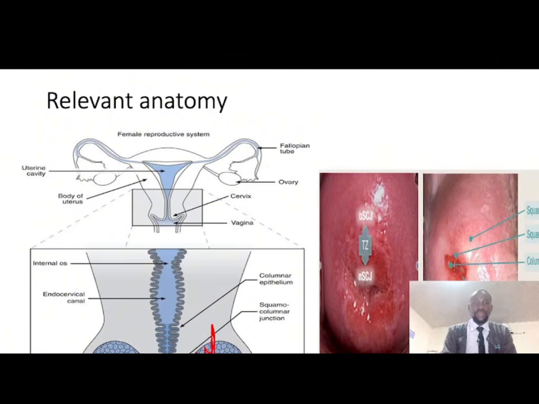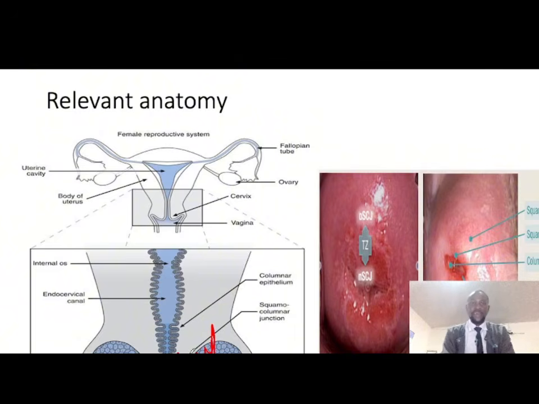Now, when this columnar epithelium is exposed to the acidic environment of the vagina, what will happen is that this columnar epithelium also changes into stratified squamous epithelium. Therefore, you are now going to have a new squamocolumnar junction forming somewhere there. Which means the old squamocolumnar junction right here will be somewhere here, and this is where the metaplasia has taken place, and then you have a new squamocolumnar junction that has formed.